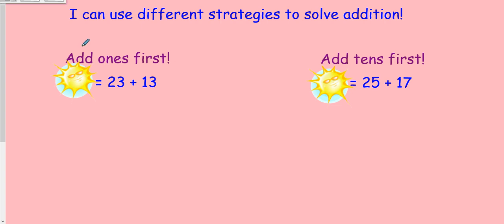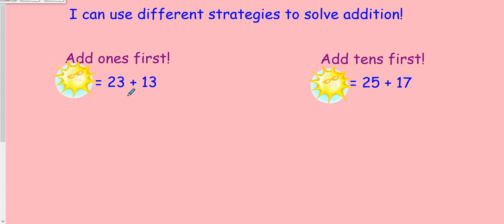The first strategy is add ones first. Let's read our number sentence. Unknown number equals 23 plus 13. First thing we always do is look for our plus or minus sign. What sign do you see? Plus sign. What does plus mean? Put together.